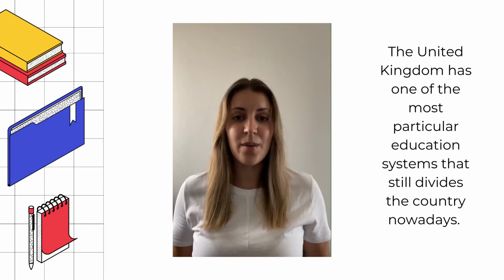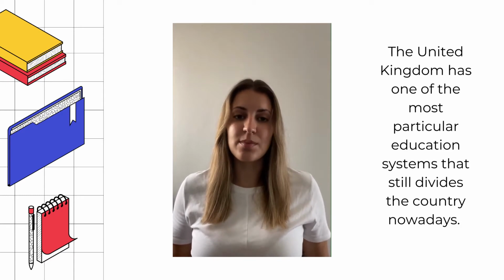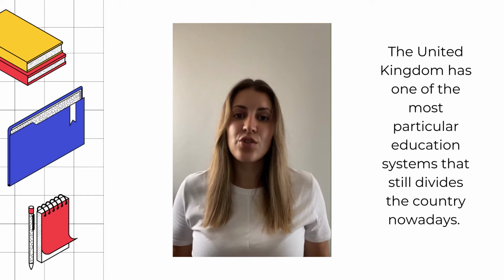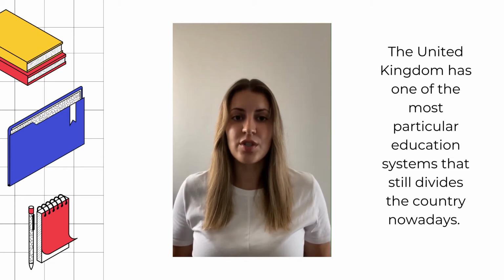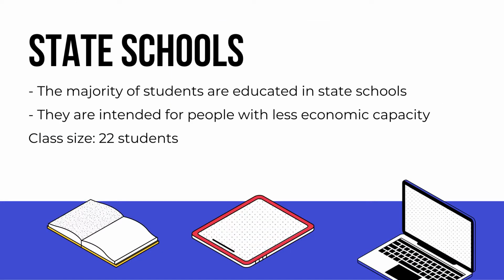Let's start with a background on their educational system. The United Kingdom has one of the most particular education systems that still divide the country nowadays. However, it is divided into two types of education structures, being them the public schools and the state schools. The vast majority of students are educated in state schools from primary to secondary schools. State secondary schools mix students with a variety of abilities that come from very distinct social backgrounds.